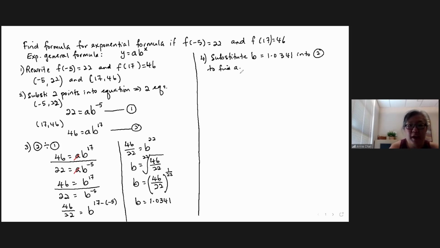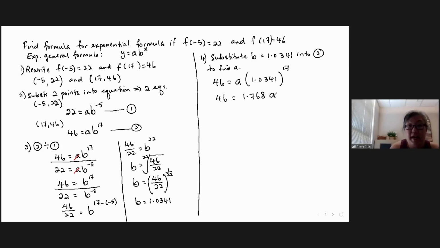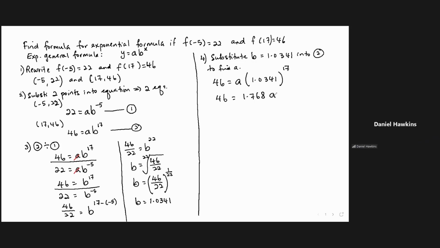So I'm going to rewrite equation 2. 46 equals A, which I don't know, times 1.0341 to the power of 17. So if I find this one to the power of 17, what would that be? 1.768, 7688, right?